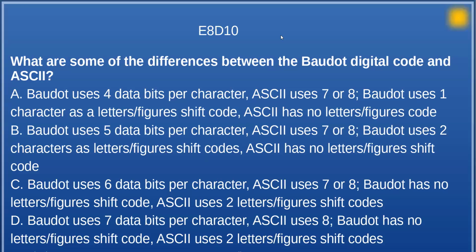So what are some of the differences between the Baudot digital code and ASCII? See, what's the deal on this one? The longest one is right? I think this one could be confusing. I think for me, because you got ASCII's 7 or 8 and the 5-bit. Yeah, there's only one that says 5, right? So that's the problem.